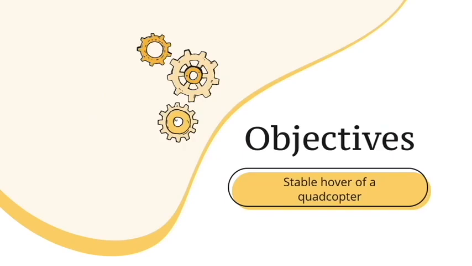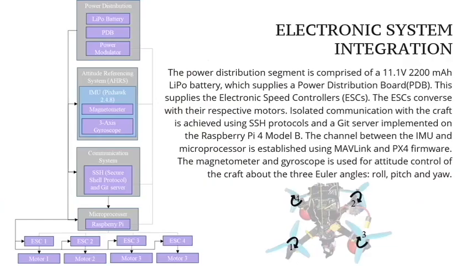This diagram depicts the electronic system integration of the proposed quadcopter construction. It includes a power distribution segment that interfaces with the ESCs, which subsequently interface with their respective motors. It also supplies the IMU and microprocessor via the power modulator. The figure on the right depicts the direction of rotation of each motor.